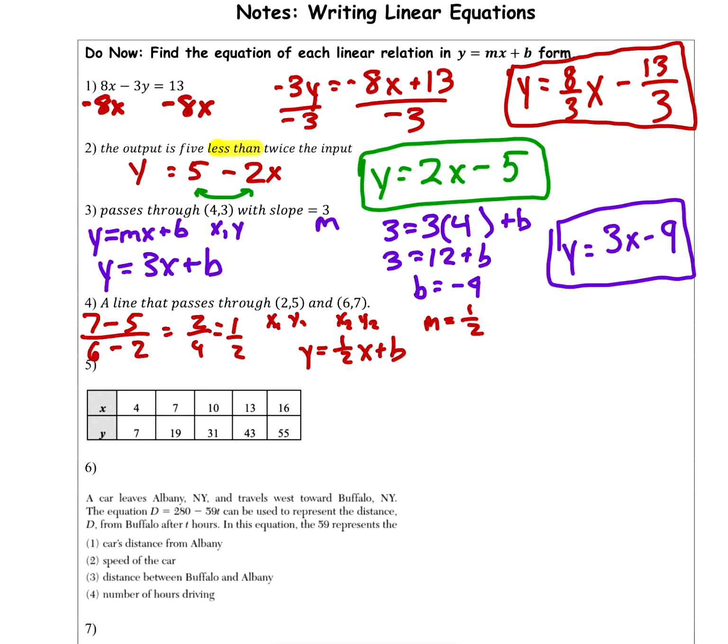So my y is 5. The slope is 1 over 2. X would be 2 plus b, my unknown y-intercept. I'm going to solve for b here. B is going to be 4. So that makes my linear equation y equals my slope, 1/2 x, plus b, which is 4.